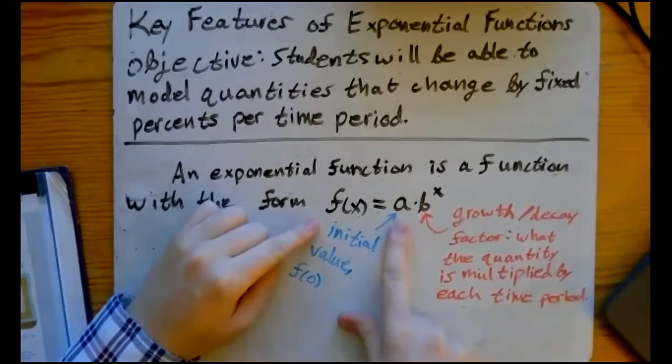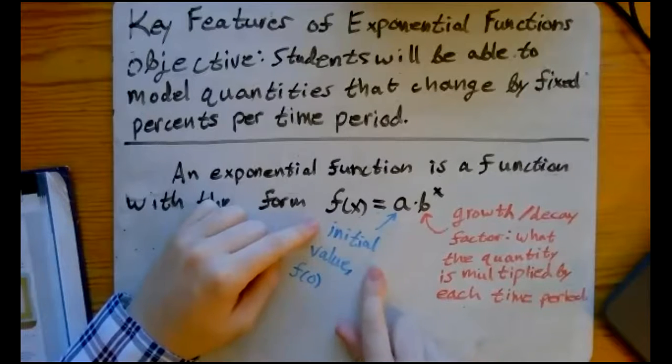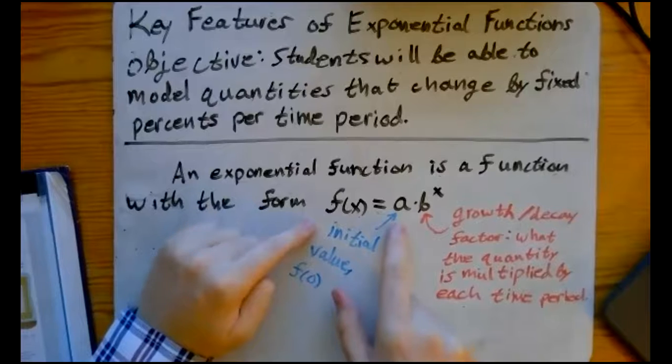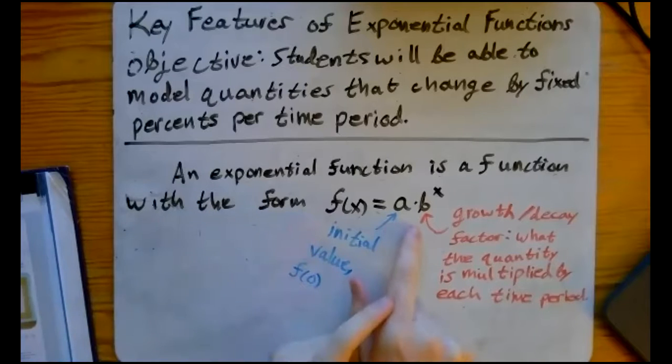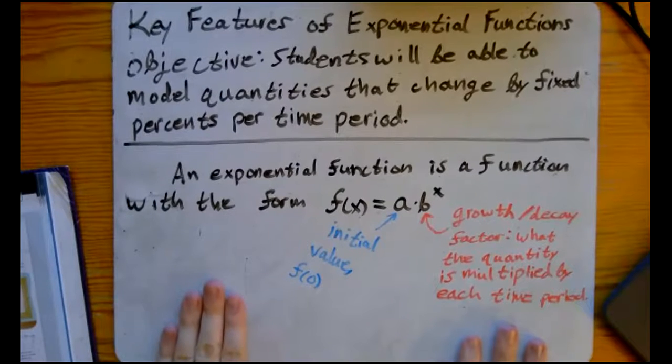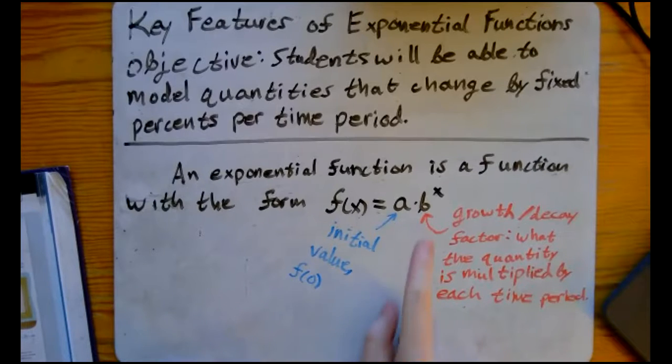But what we really learned was what the a and the b represent. First, the a is the initial value, where our function is starting, whereas b is the growth factor. What is the quantity by which the function is being multiplied per time period? If a function doubles per time period, then that number would be 2. If it triples, that number would be 3. If it halves, so if it gets half as big, that number would be 1/2.